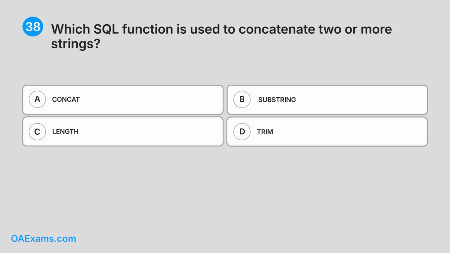38. Which SQL function is used to concatenate two or more strings? A. Concat. B. Substring. C. Length. D. Trim. Can you guess the answer?